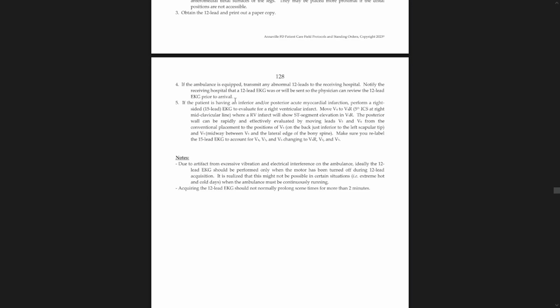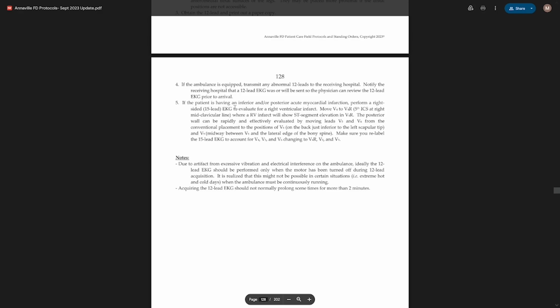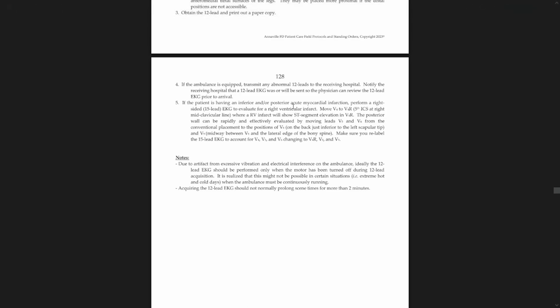If the patient is having an inferior or posterior acute myocardial infarction, perform a right-sided 15-lead EKG to evaluate for a right ventricular infarct. Move V4 to V4R. Nope. Just know how to place it. You're going to have to YouTube it, sorry.